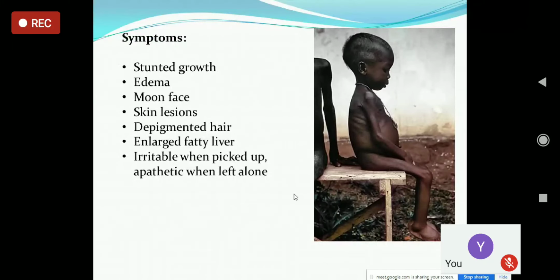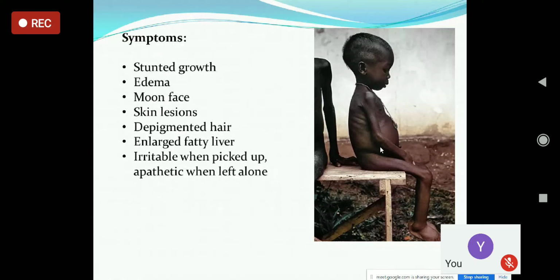So the symptoms are stunted growth, the child does not grow. There is edema, swelling of the face, swelling of the abdomen, swelling of limbs. There is edema and moon face, expressionless face, dull face, and there are various skin lesions as well. The hair loses its pigmentation, and in the liver, there is fatty liver, and the child is irritable when picked up but apathetic when left alone. They remain dull and they are not very active.